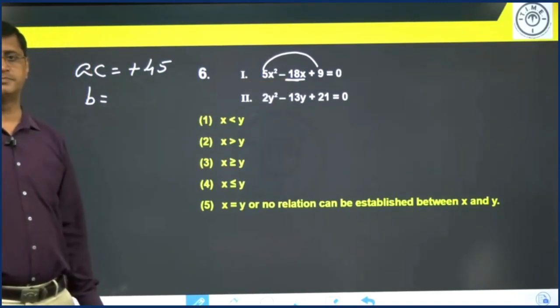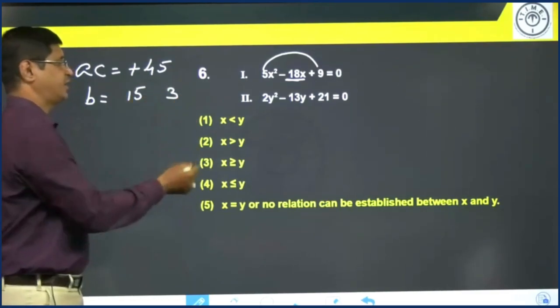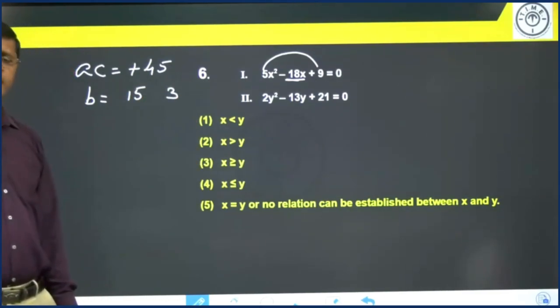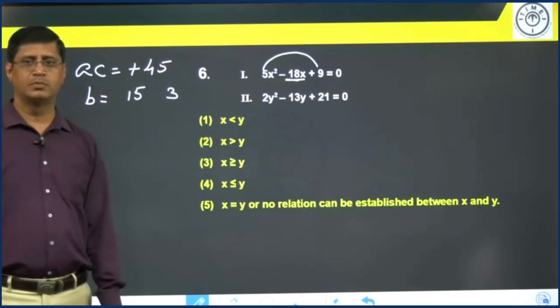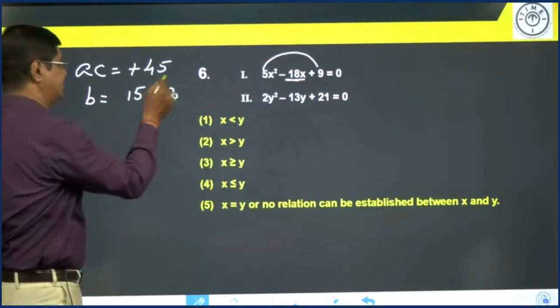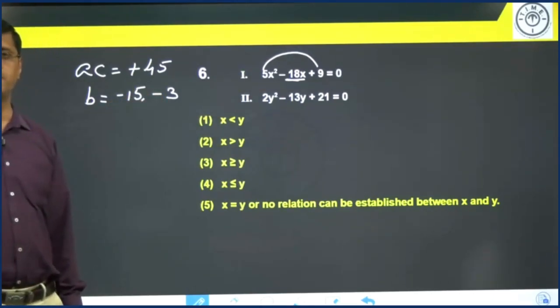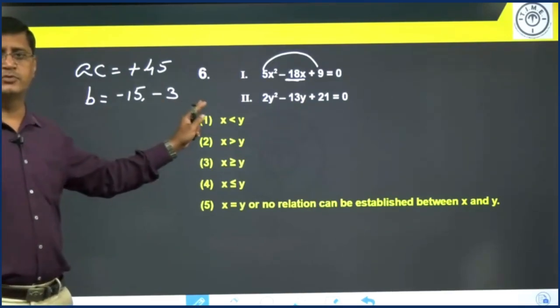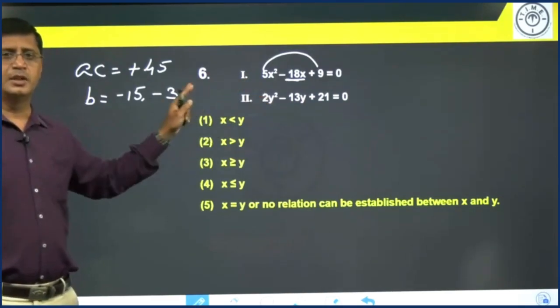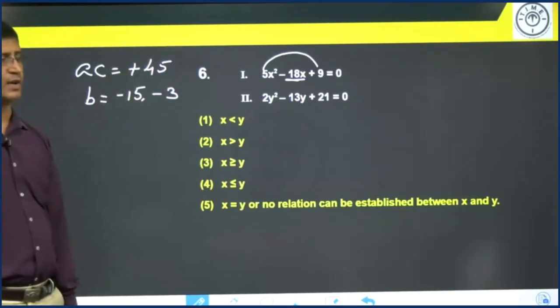What is the possibility? Here, 15 and 3. 3 times 15 is equal to 45. 3 plus 15 is equal to 18. So minus 18 is given, so the factors are minus 15 and minus 3. Minus 3 plus minus 15 is minus 18. The product of these two numbers, minus 15 and minus 3, is equal to plus 45.